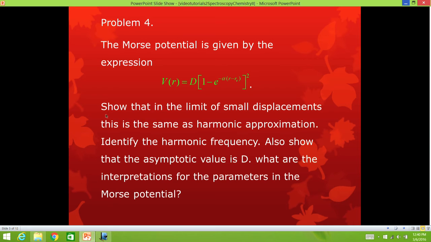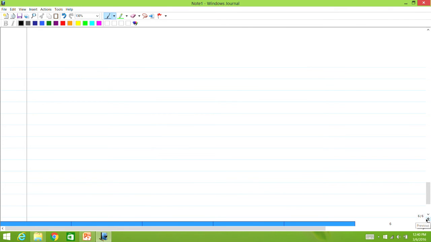Now, the question is, show that in the limit of small displacement, that is when R minus Re is very, very small, this is the same as the harmonic oscillator approximation, and identify the harmonic frequency. Also, show that the asymptotic value is D. What are the interpretations for the parameters of the Morse potential? First of all, V of R is D times 1 minus e to the minus alpha times R minus Re, whole square.